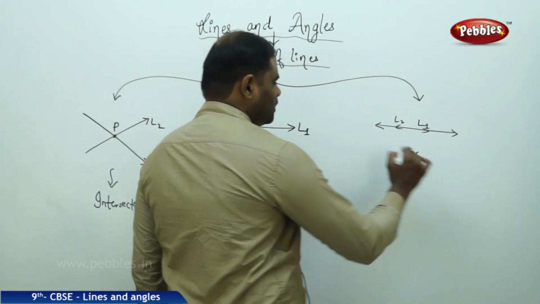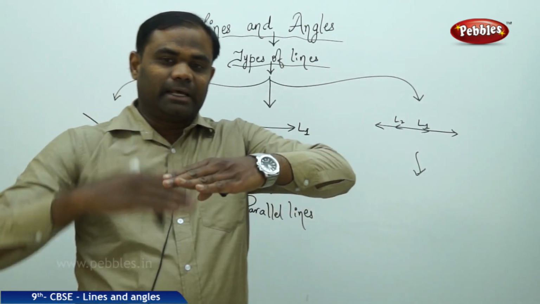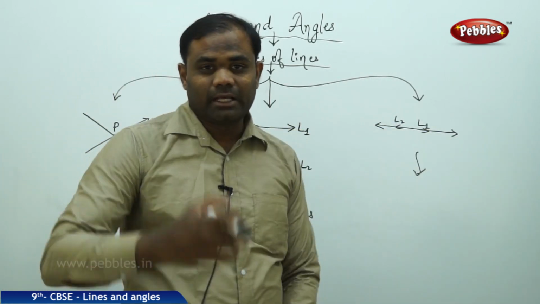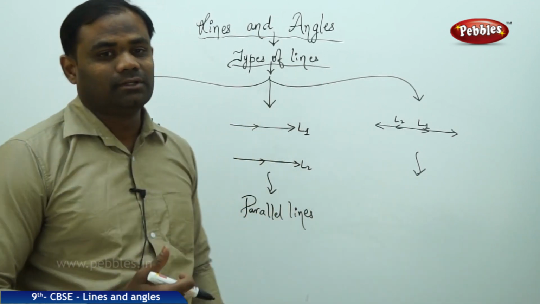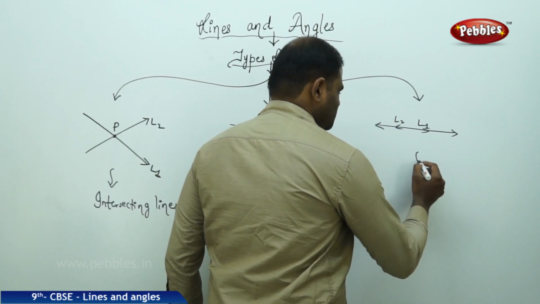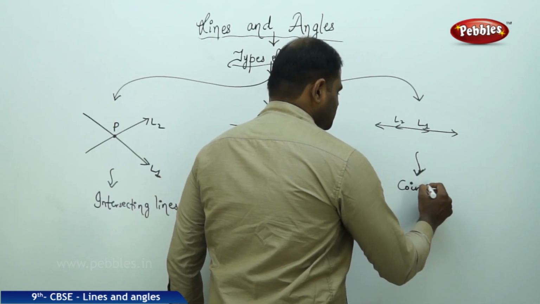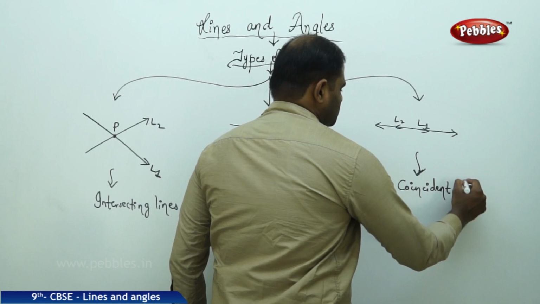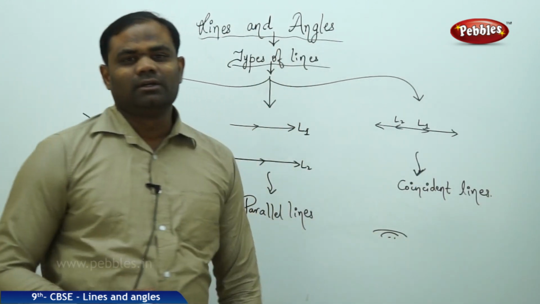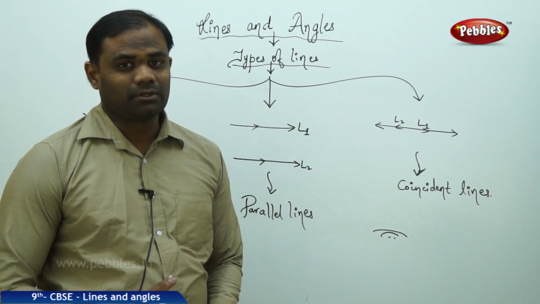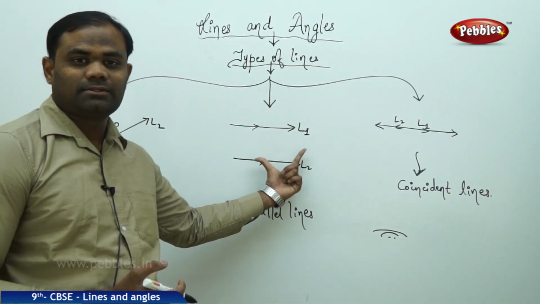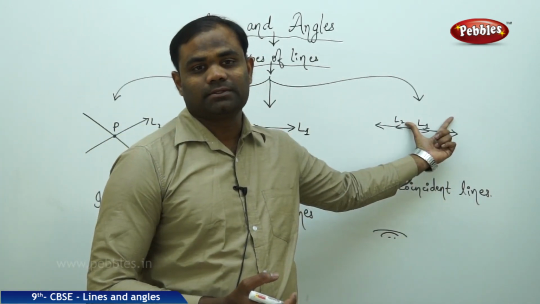And in this case, when the two lines exactly overlap on each other, making us look as if there is only one line, but L1 and L2 are exactly on each other, then in that case, these kind of lines are called coincident lines. This is how we understand the different types of lines existing in plane geometry. Intersecting lines, parallel lines, coincident lines.